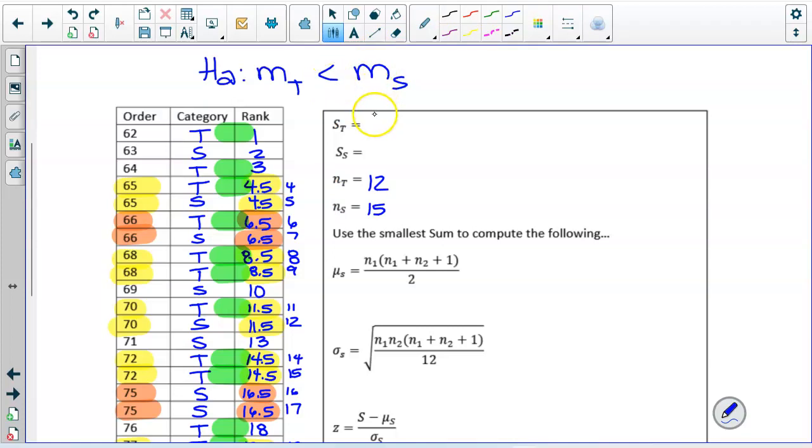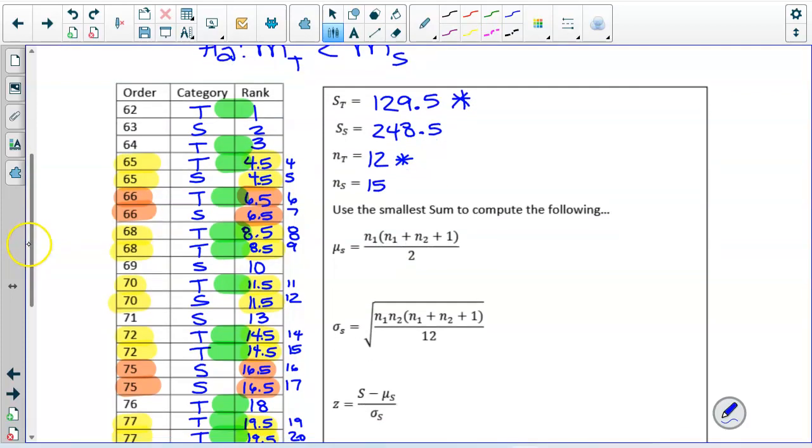All right, what's your sum for track? Say it a little louder. Thank you. 129.5. And then your sum for swimmers? 248.5. So this is obviously smaller of the two, and then this one's smaller of the two.